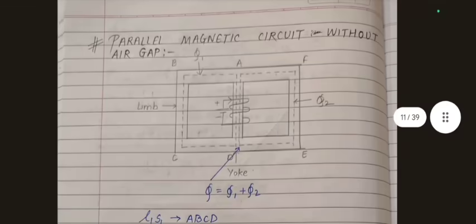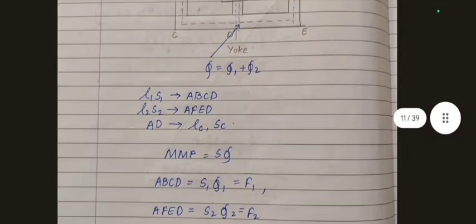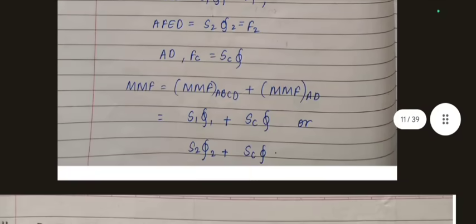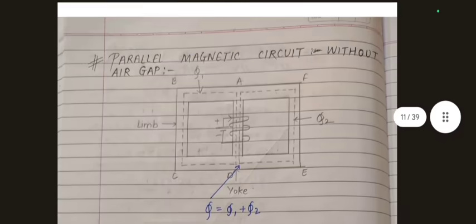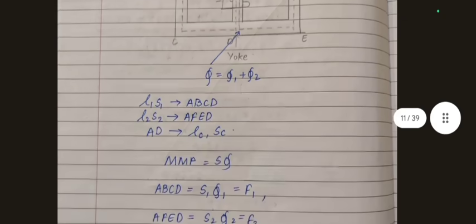Remember this diagram, you can write the labeling according to it. Then just write S1 phi 1 plus SC phi, or if I am taking MMF of the AFED block, then I have to consider S2 phi 2 plus SC phi. So among these two formulas, one of the formulas you have to write, but if you write 'or', it is good. Just write S1 phi 1 plus SC phi or S2 phi 2 plus SC phi. At a time you have to consider a single block only. So this was the derivation for parallel magnetic circuit without air gap.